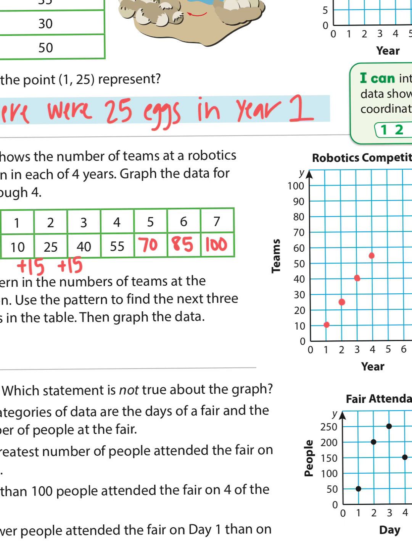Now we're going to graph that data too. So we're going to add those points onto my graph as well. So year 5, I'm at 70. Year 6, I'm at 85. And then 7, I'm at 100. And if I were to connect these points to show my trend, it is a straight diagonal line. And that actually means that it's rising at a constant rate. So it's increasing at the exact same amount each year, 15 more each year. That's why it's a straight line.